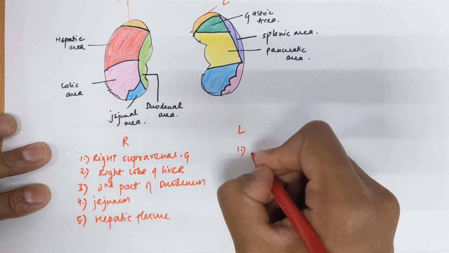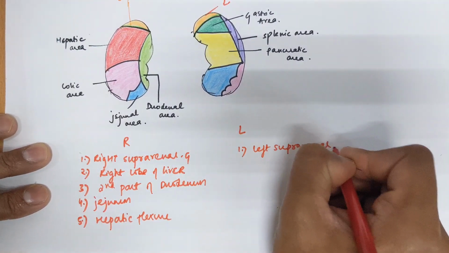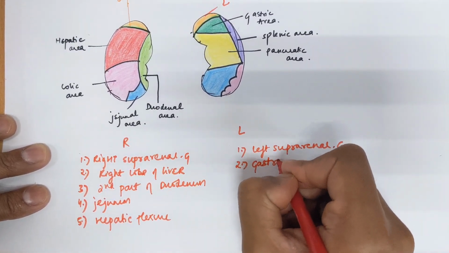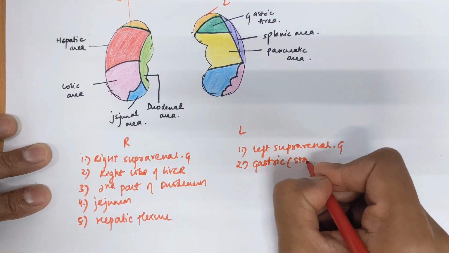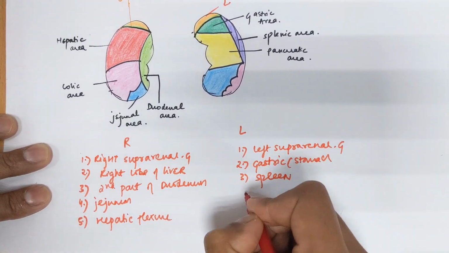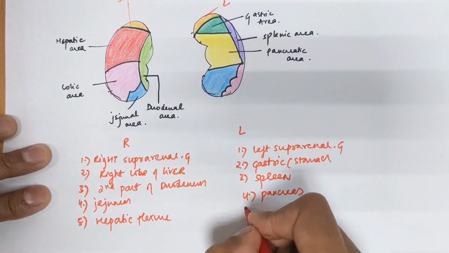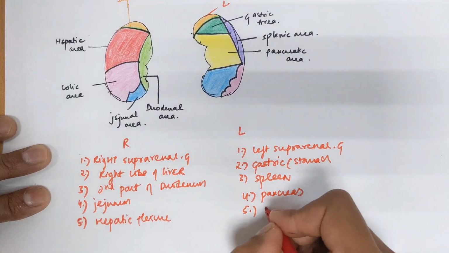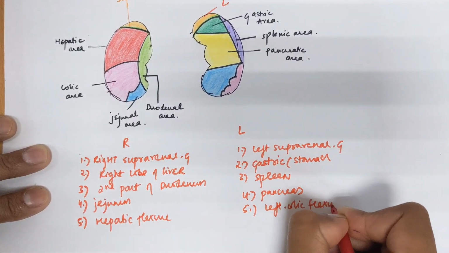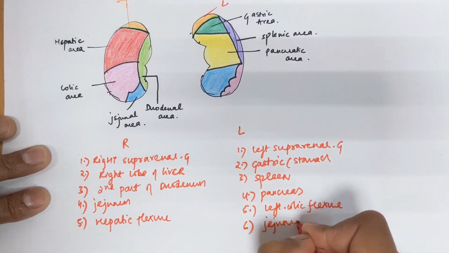On the left side, first of all, we'll be having the left suprarenal gland, similar. Second will be the gastric area, that is the stomach, simple. Then will be your spleen, and pancreas will be present, and like the right colic flexure, there will be the splenic flexure or left colic flexure, similar. And sixth will be jejunum, the same, jejunum will also be present.